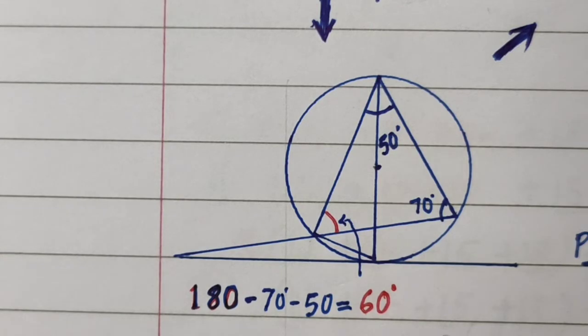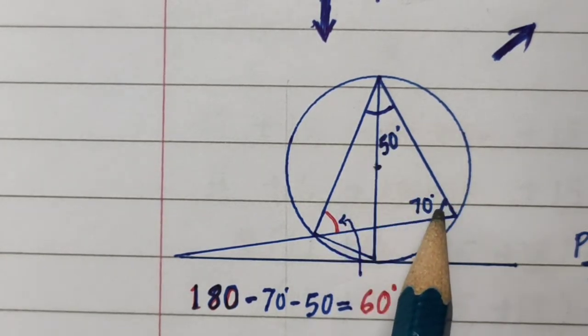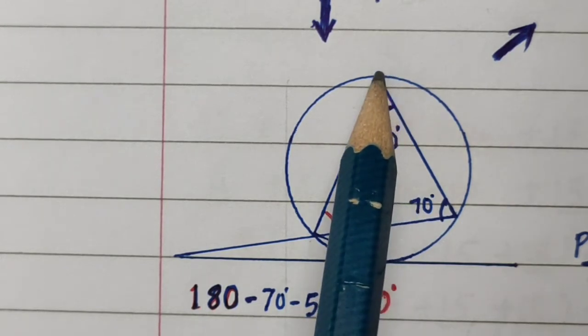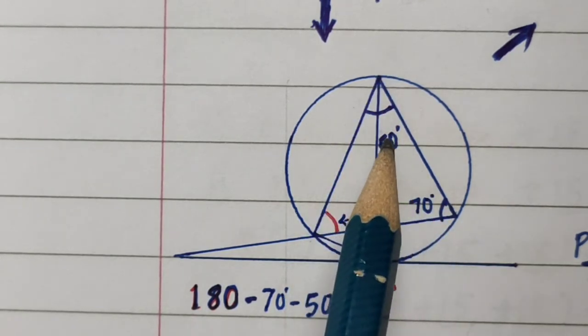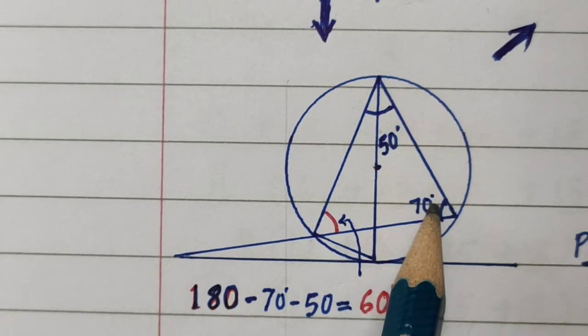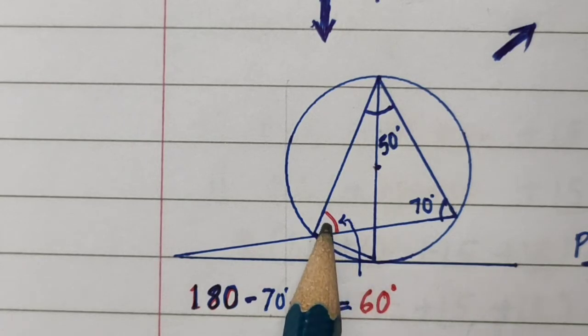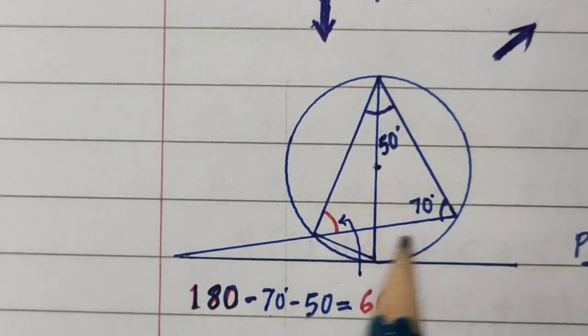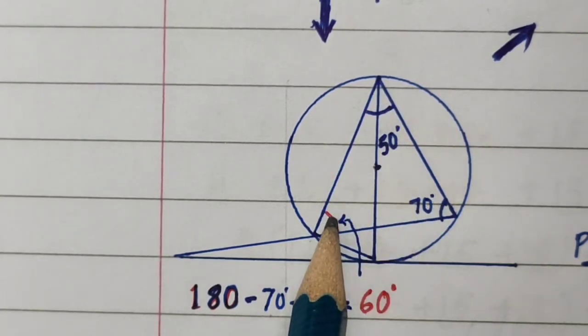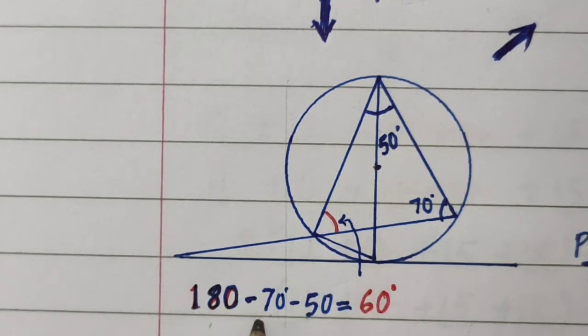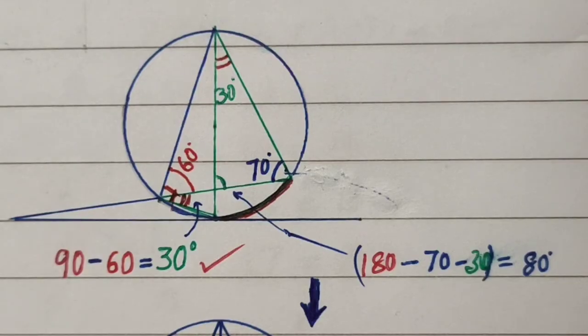In the given figure, we know these two angles are given by the problem, 50 and 70. We have this triangle. Once we know two angles of a triangle, the third angle can be easily found out. 180 minus 70 minus 50 will give 60 degrees. We have found out this angle. Then we'll go to the next picture.